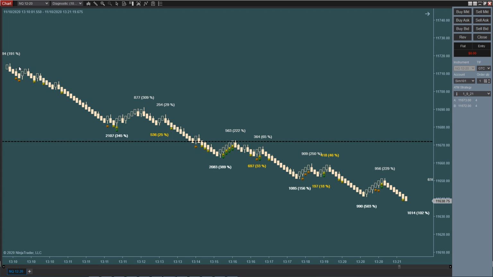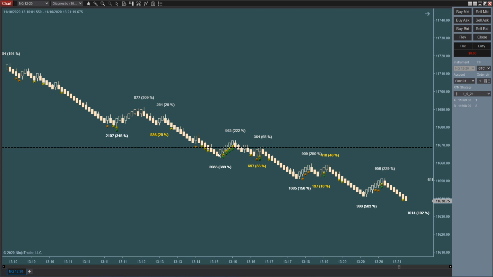So note, as the market's pushing down here, this first big push down registers 2107. Now the market pushes up and you have this number here of 877, so it's measuring the momentum, the volume push up. Now it's coming back down, and this number is measuring this push down. Does that make sense? The number on top is measuring the push up. The number on the bottom is measuring that push down.